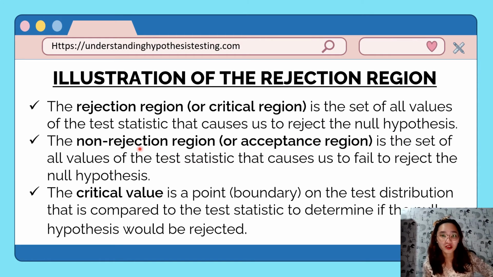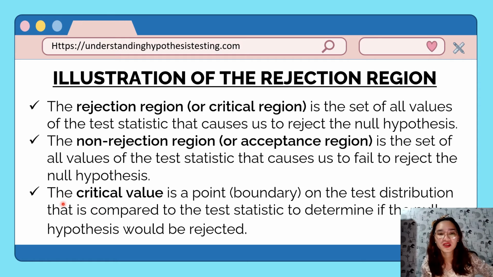Ayan. So, in contrary, of course, yung non-rejection region o yung acceptance region natin is the set of all values of the test statistics that causes us to fail to reject the null hypothesis. We cannot reject the null hypothesis kapag yung test statistics natin is nasa non-rejection region.